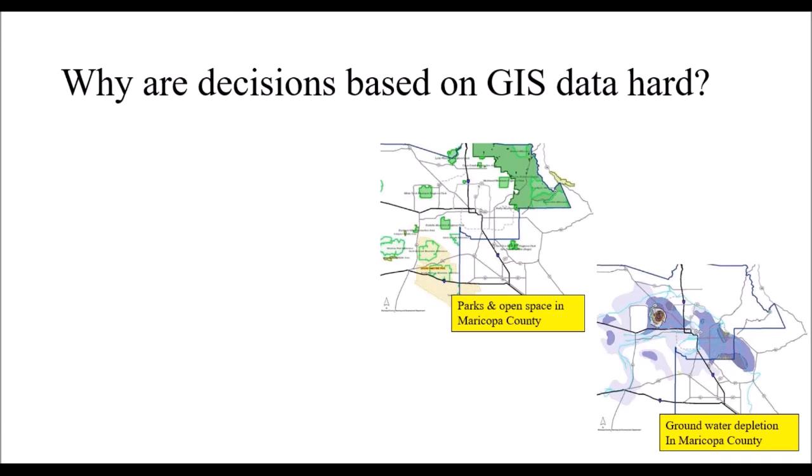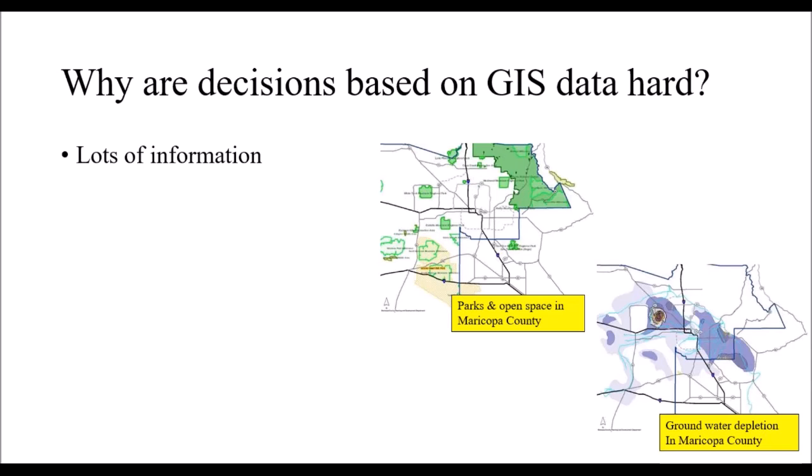Many reasons. So here you see two examples of maps that might be the basis for such decisions. Maricopa County is in Arizona. That's where Phoenix is. One is showing parks and open space. The other one is showing groundwater depletion. Right. One reason these decisions are hard is that there is a lot of information. Every single pixel on one of these maps is information, is telling you something about an attribute level in that location.